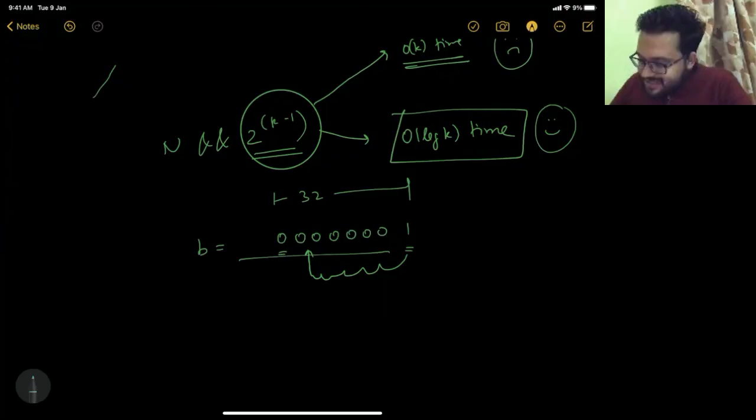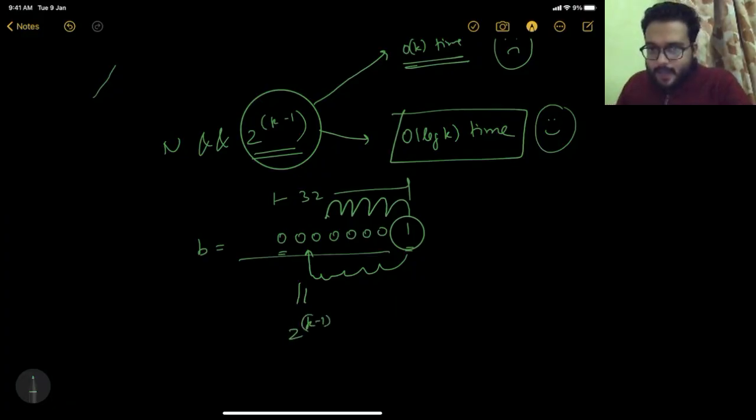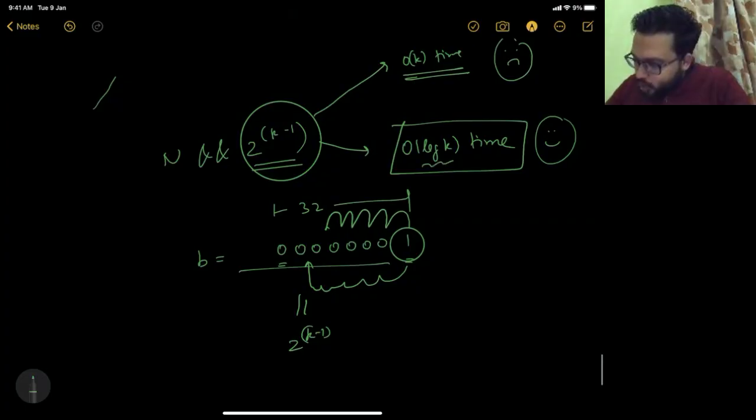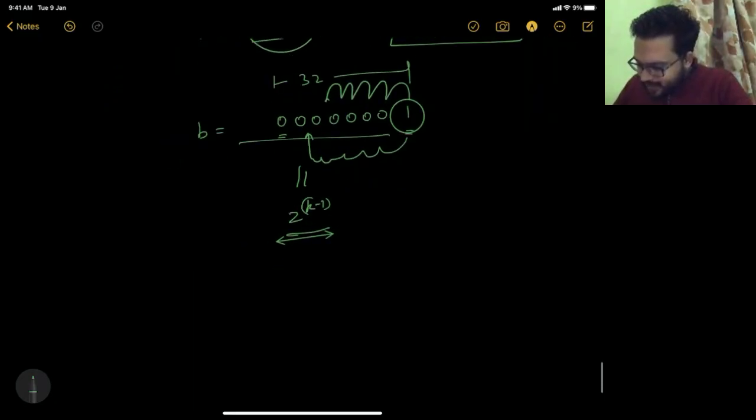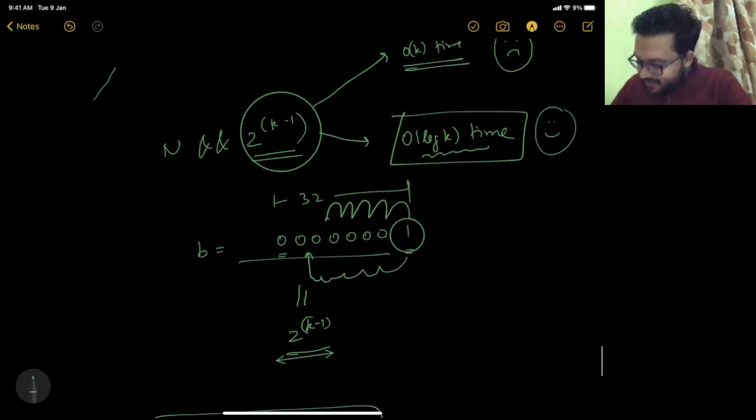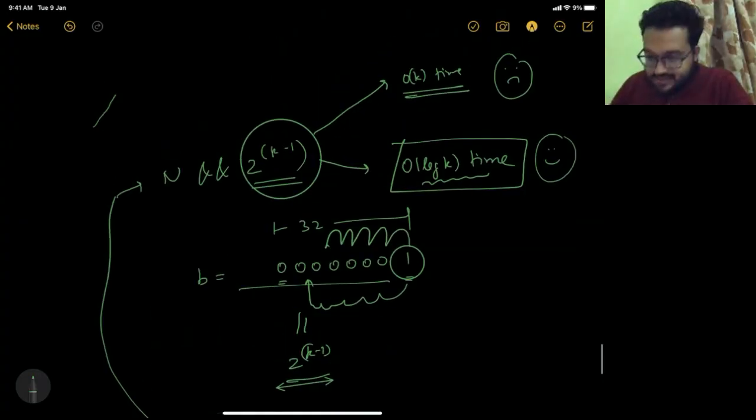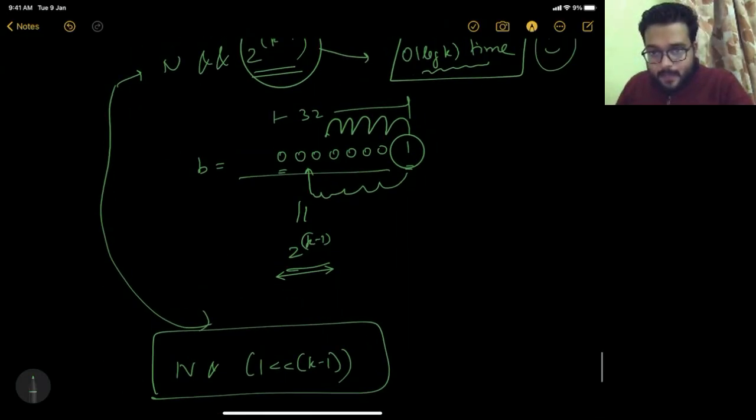So you forget about the good approach of log k time. You just do it yourself, and then what will your answer become? N AND 1 left shifted k minus 1 times. This is essentially the same as this. Now, the only thing that remains to be seen here is how much time this will take. Do you appreciate that this will essentially take me how much time, guys?